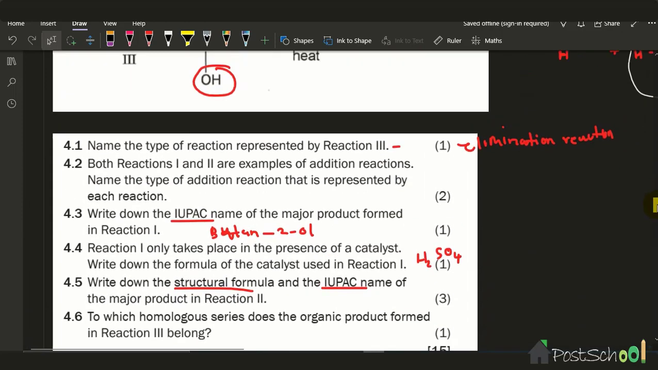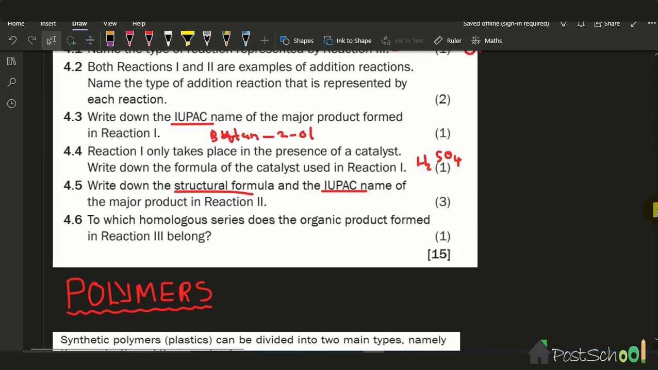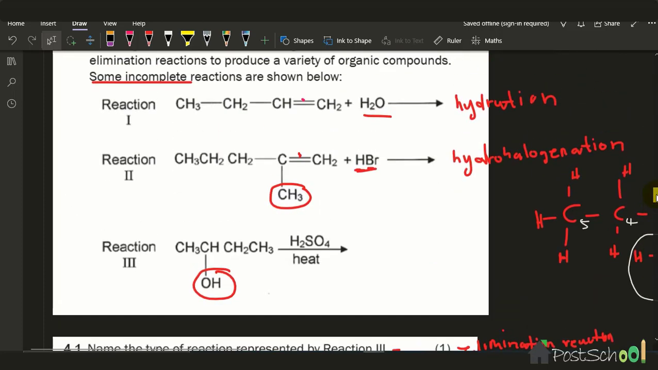Good. Then the last question is 4.6. To which homological series do the organic products formed in reaction 3 belong?